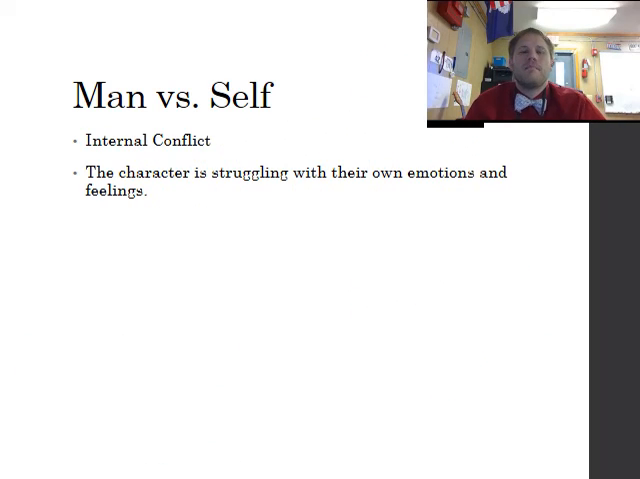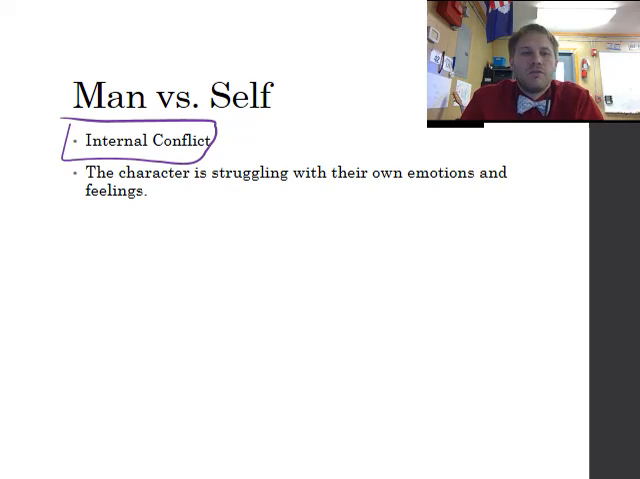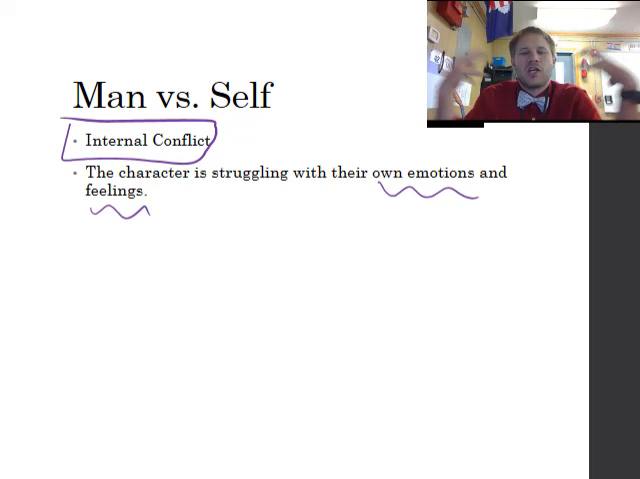Now let's look at our internal conflict, which is man versus self. What you have is your main character, and they're struggling with their own emotions and their own feelings. Okay? In other words, the big problem isn't with others, it's with their own emotions and feelings. So let's see if we can look at an example here. And that's why it's called internal conflict, because they're struggling within themselves, inside of themselves.